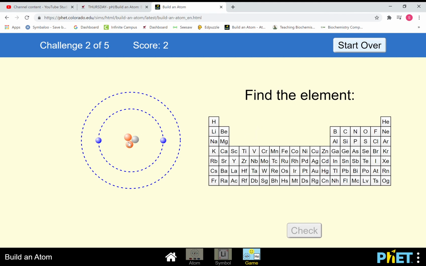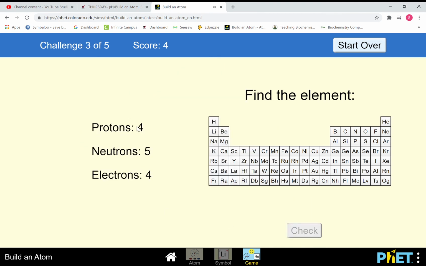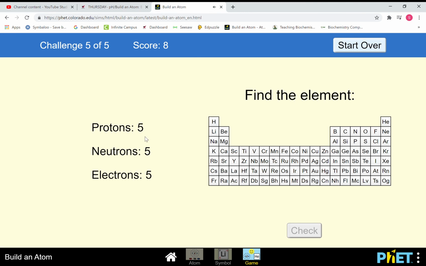Find the element. I have 2 protons. 1, 2. I have equal amount of protons to electrons, so it's a neutral atom. Here again, I have equal amount of protons to electrons, so 1, 2, 3, 4. It's neutral. Here is telling me I have equal amounts again of hydrogen. I have equal amounts here again. 1, 2, 3, 4, 5. It's neutral.